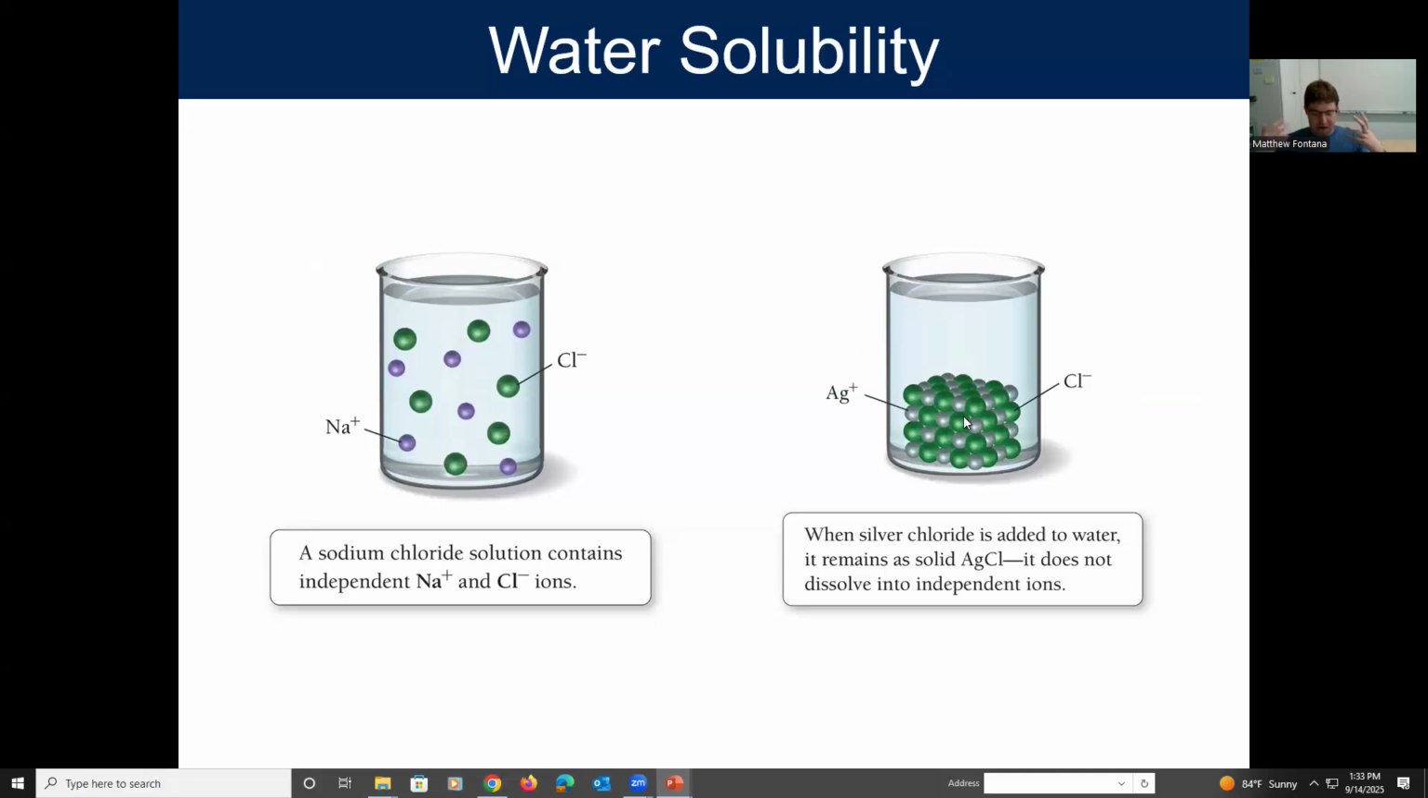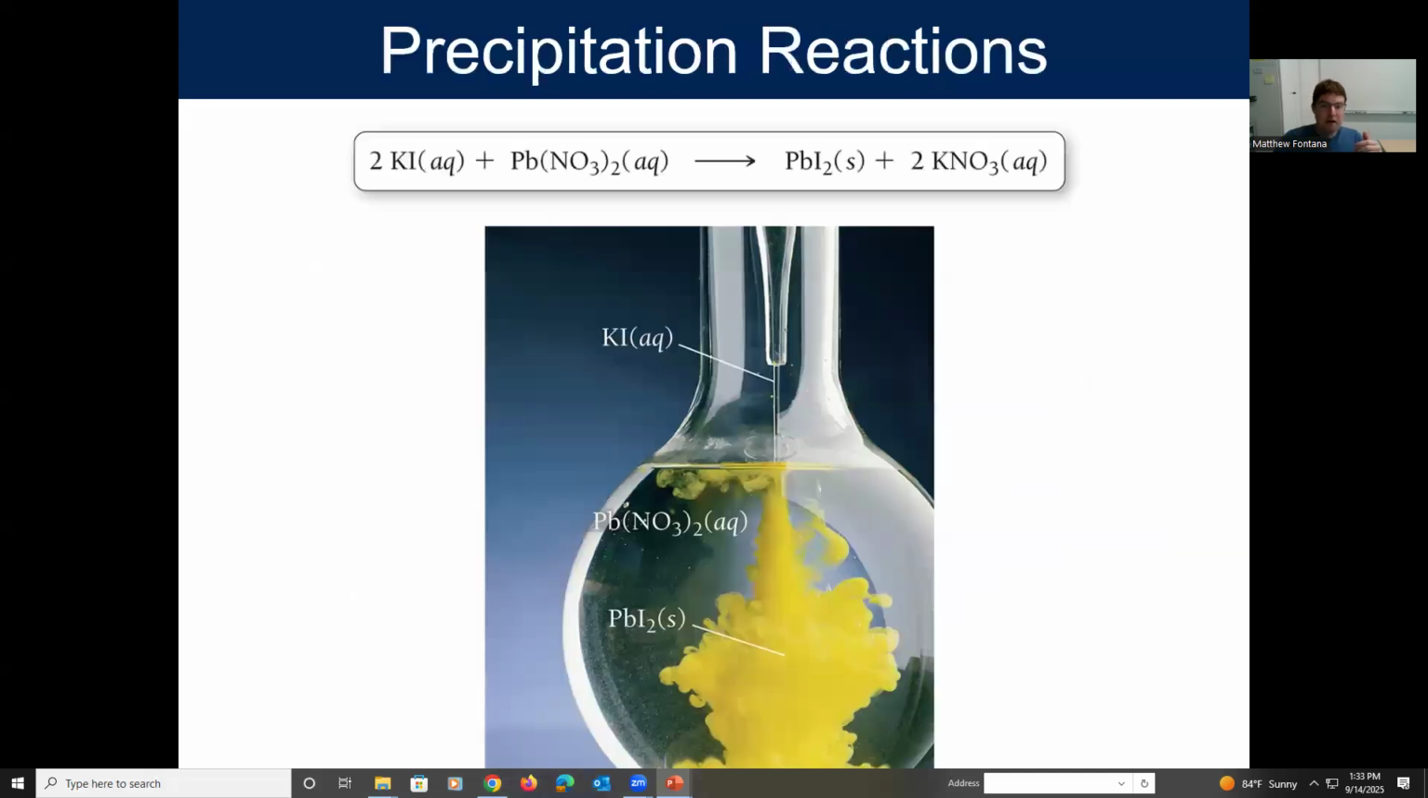It's a more involved question to answer why silver chloride doesn't dissolve compared to sodium chloride. But in our introductory class here, we're just going to use a table to identify whether or not an ionic compound will dissolve in water. Based on this, we can say sodium chloride does dissolve in water, and silver chloride does not dissolve in water.